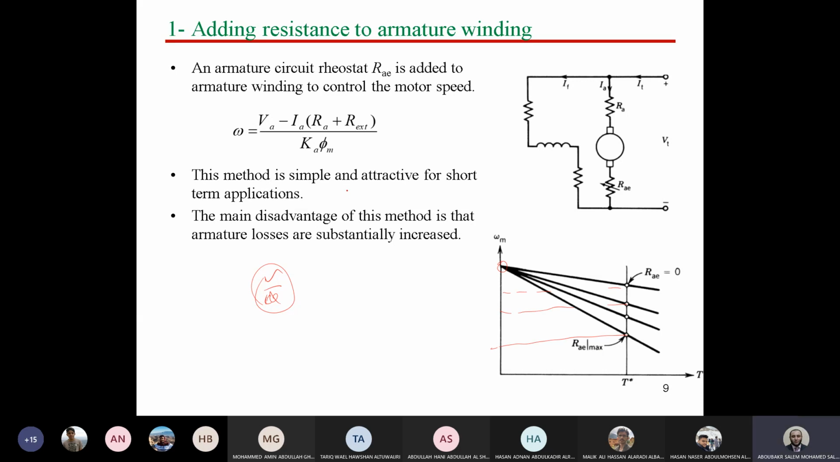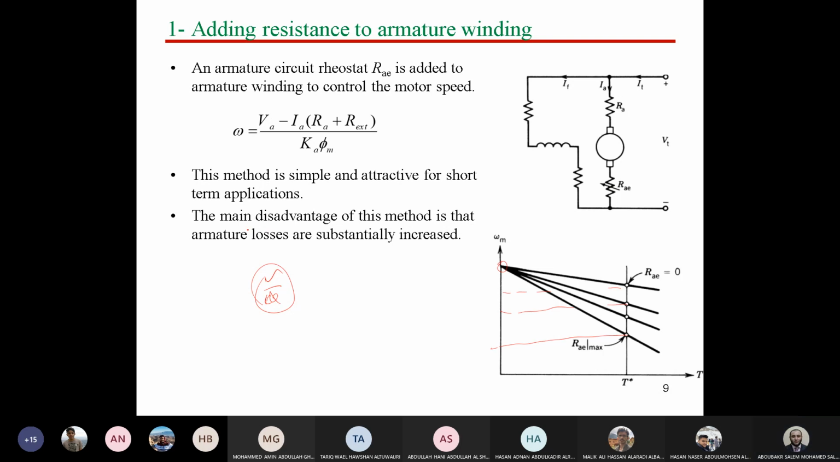This method is simple and attractive for short-term applications, which means you are not using this motor for a long time. Because if you are going to use it for a long time, this means the resistance will be in the circuit for a long time, and this is going to affect the system efficiency. And we don't prefer to reduce the efficiency during operation.